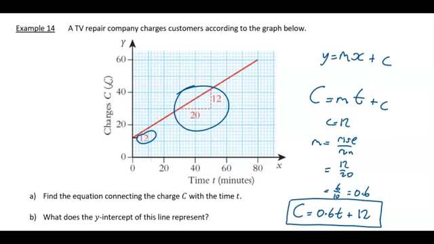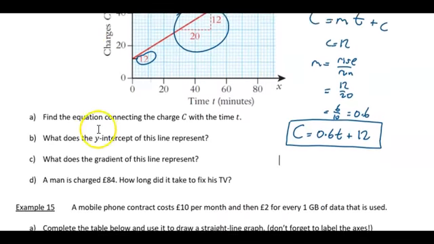Okay, next part of the question says, what does the y-intercept, the vertical intercept, of this line represent? If the person is out for 0 minutes, it costs you £12. So what does that mean? That means it's what's called a call-out fee. When you call somebody out, a plumber or an electrician or whatever it is, even if they don't do any work, once they come out they charge a certain amount of money. So that £12 would represent the call-out charge.